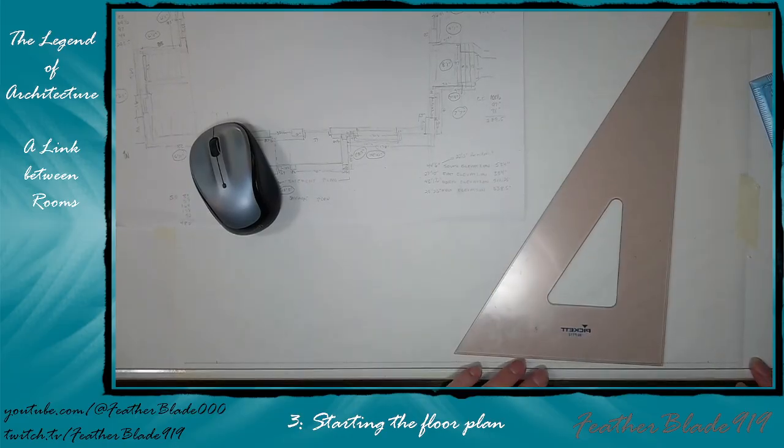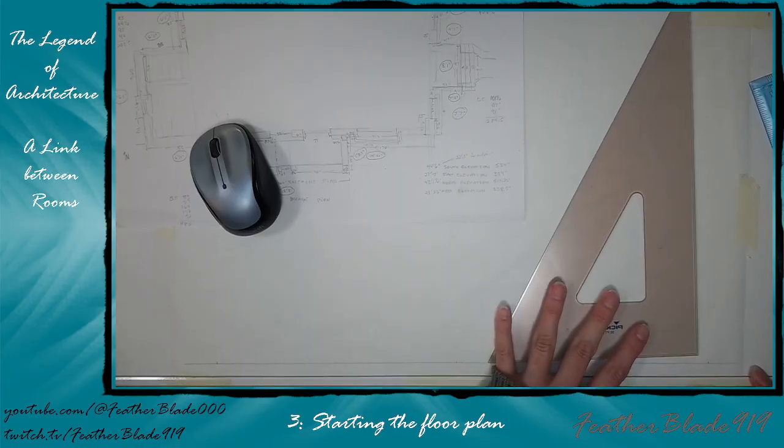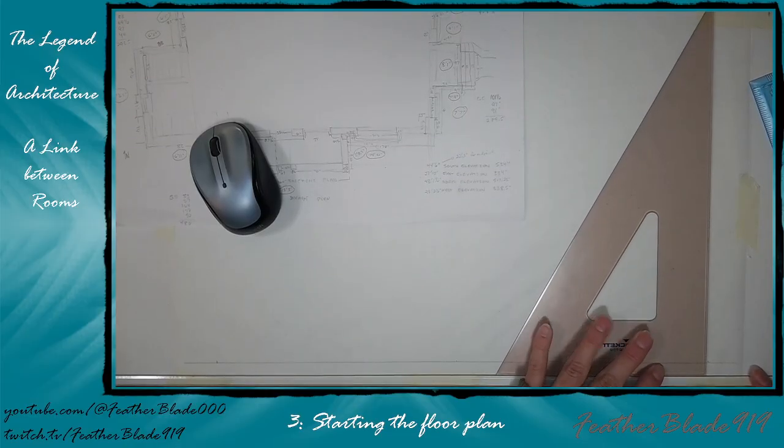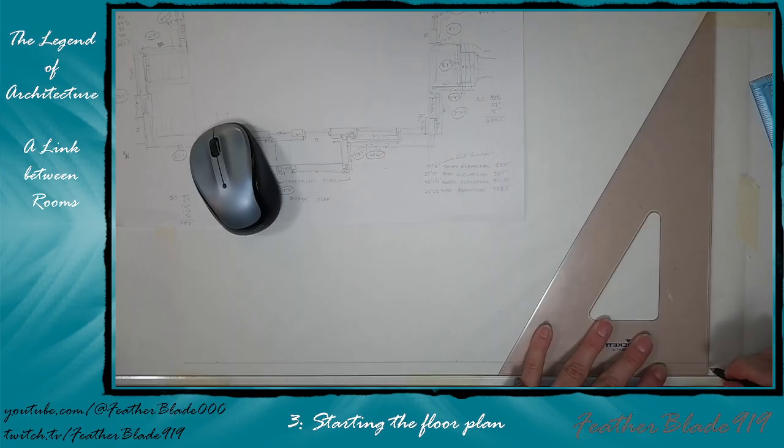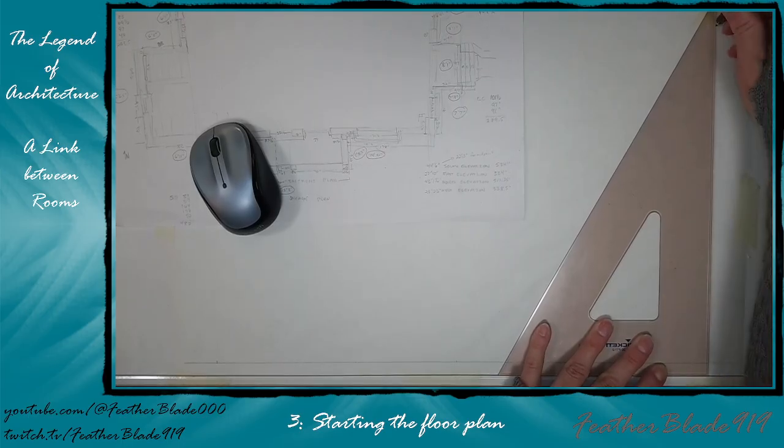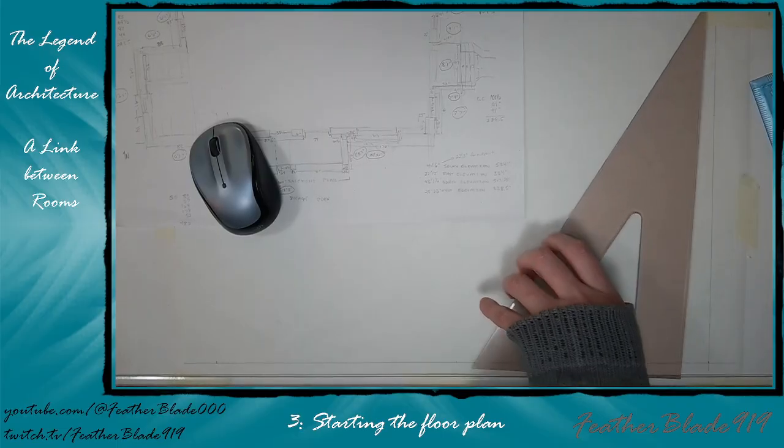Since this is our square corner, we will just place our triangle flush against our straight edge, and use that to draw our line all the way up.